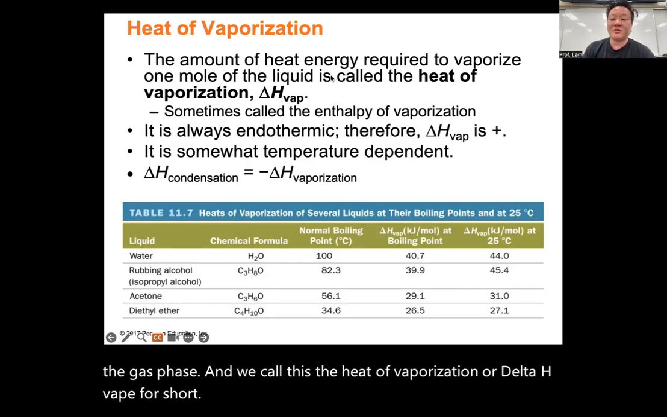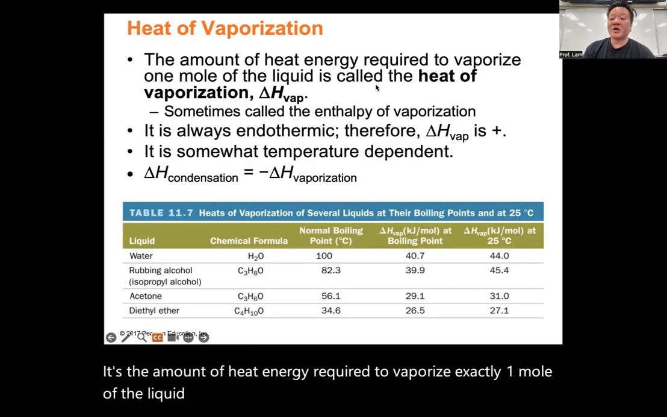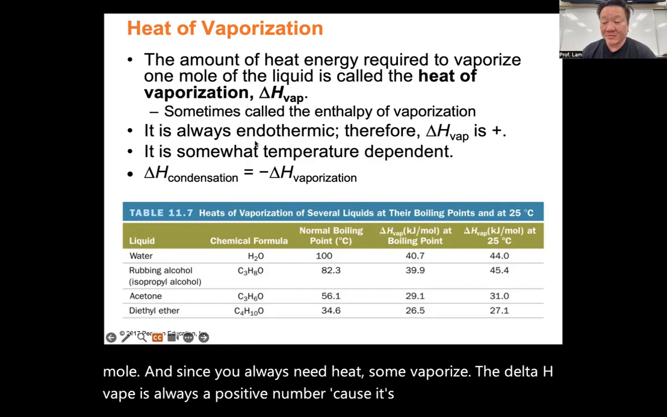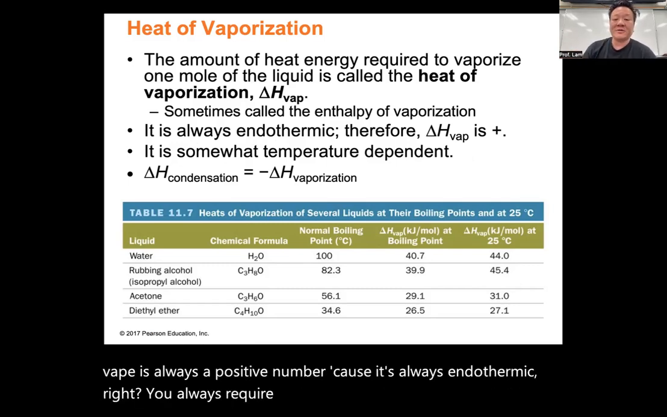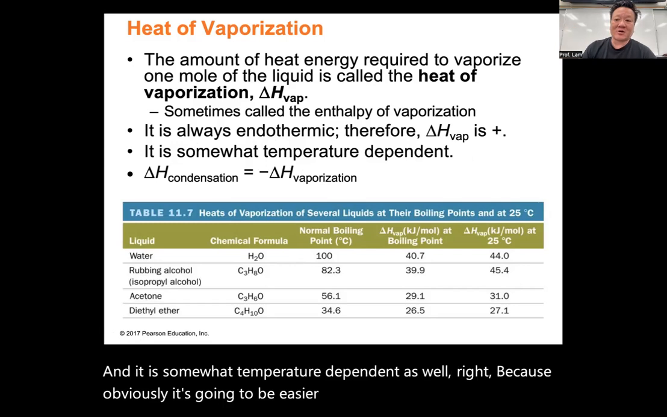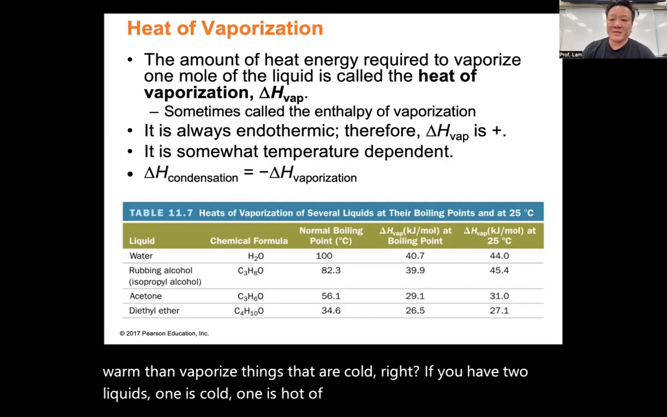It's the amount of heat energy required to vaporize exactly 1 mole of the liquid. Okay. So it's always going to be in units of kilojoules per mole. And since you always need heat to vaporize, the delta H vap is always a positive number because it's always endothermic, right? You always require energy in order to do it. And it is somewhat temperature dependent as well, right? Because obviously it's going to be easier to vaporize things that are already warm than vaporize things that are cold, right?